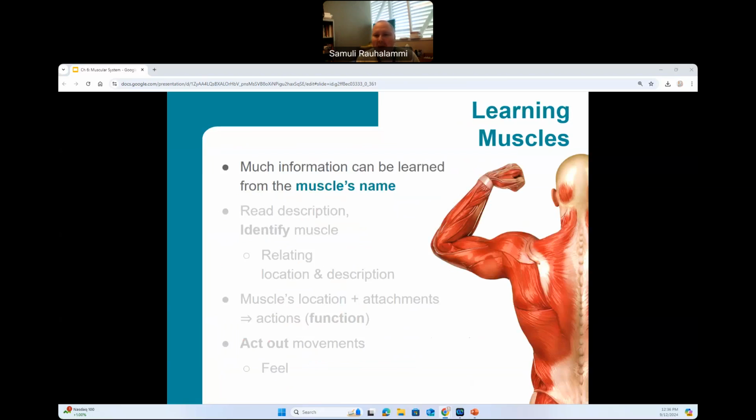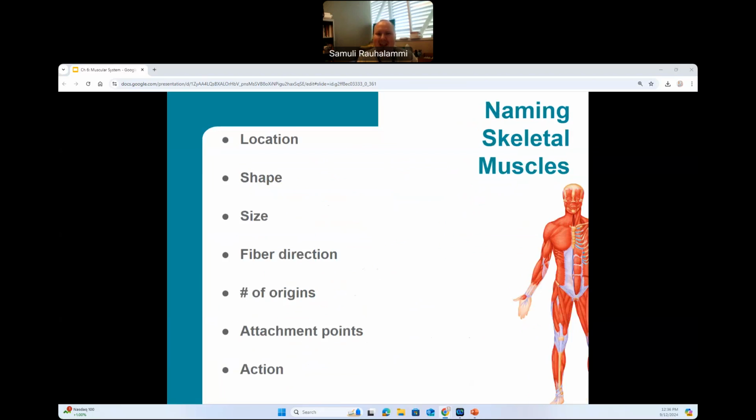So for the final part of the day, when we're learning muscles, I have a couple of tips for you to consider. We will focus on the first one, which is that we can get a lot of information about the muscle and what it does simply by looking at its name. And all of the other points that I've highlighted on this slide, we will cover later on. So when figuring out information from naming muscles, there are 7 things that I think we ought to look at. The first thing that we're going to look at is the location of the muscle.